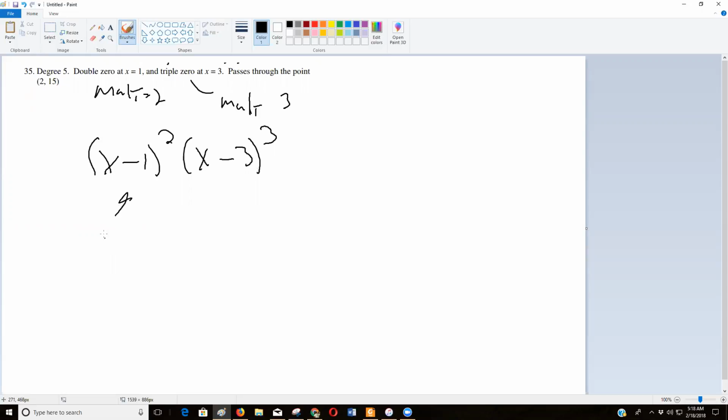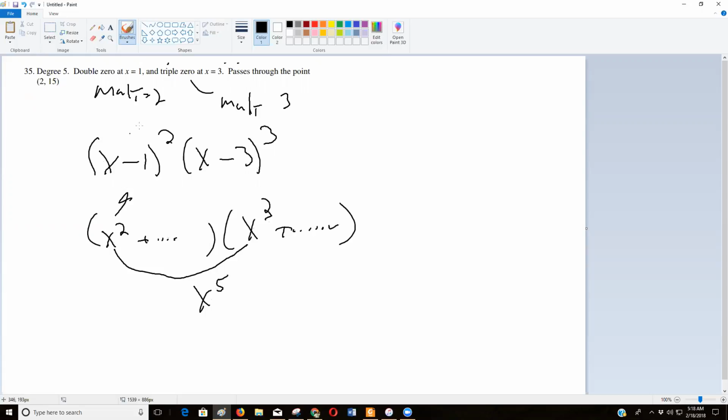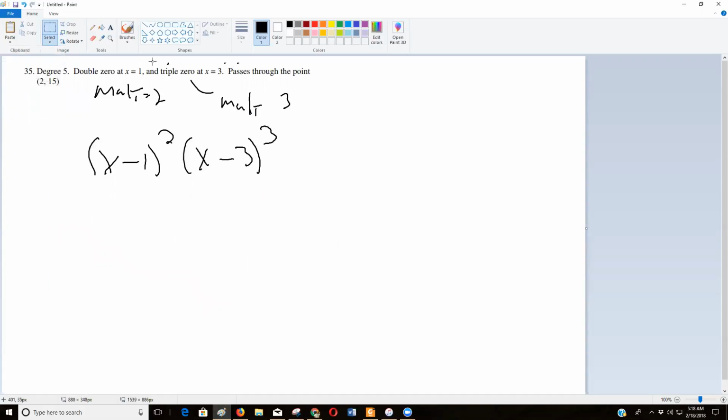So that has degree 5, right? If we were to expand this out, this would be x squared plus something times x cubed plus something, and then if we were to distribute that through, that'd be x to the 5th, and that's what we're looking for, 5th degree. Now the only thing we have to worry about is, does this pass through the point 2, 15? So if I drop 2 in for x, do I get an output of 15? Well, I'm sure as you figured out by now, we probably won't, so we'll have some kind of stretch factor going on. Some of the math ones work out this way.